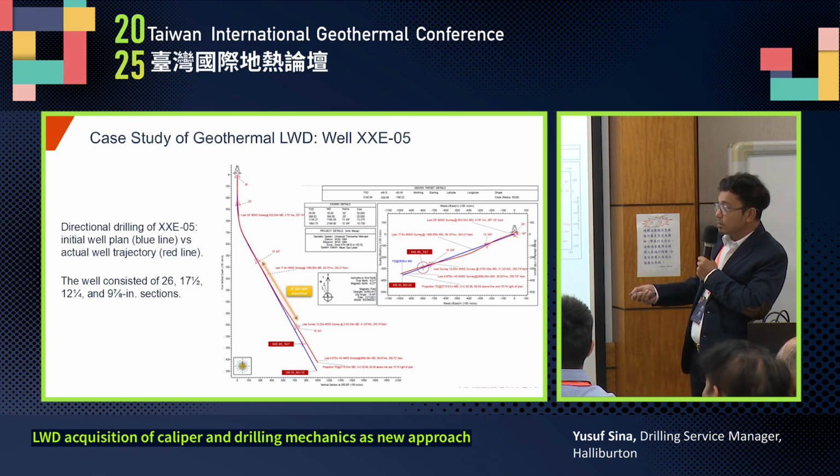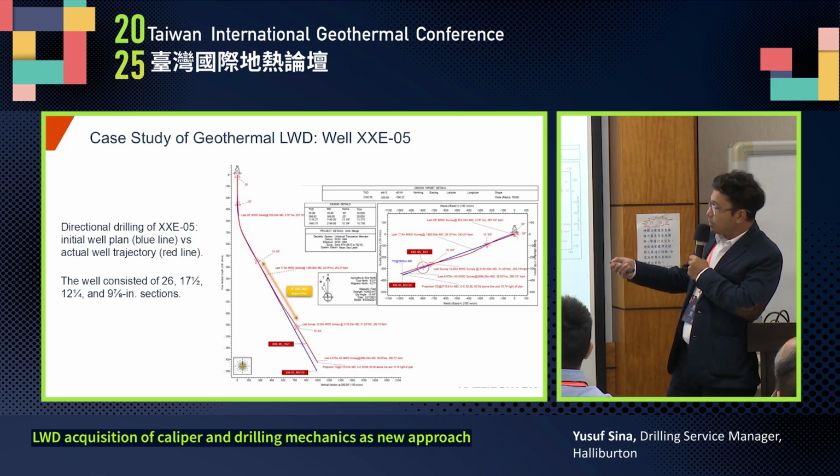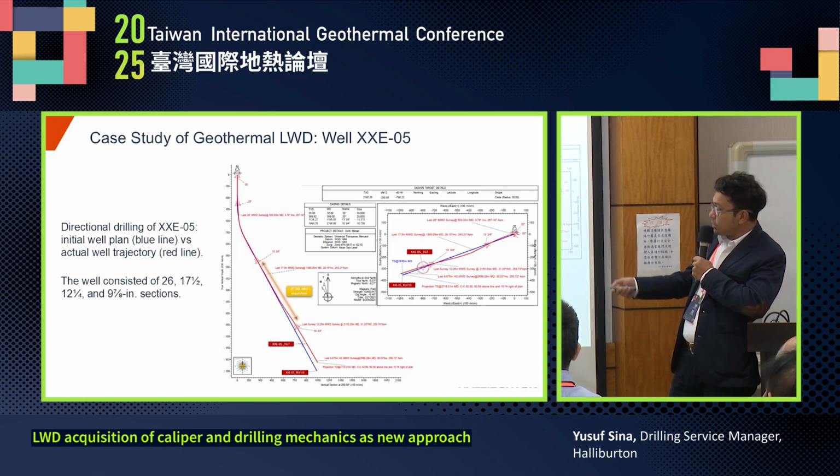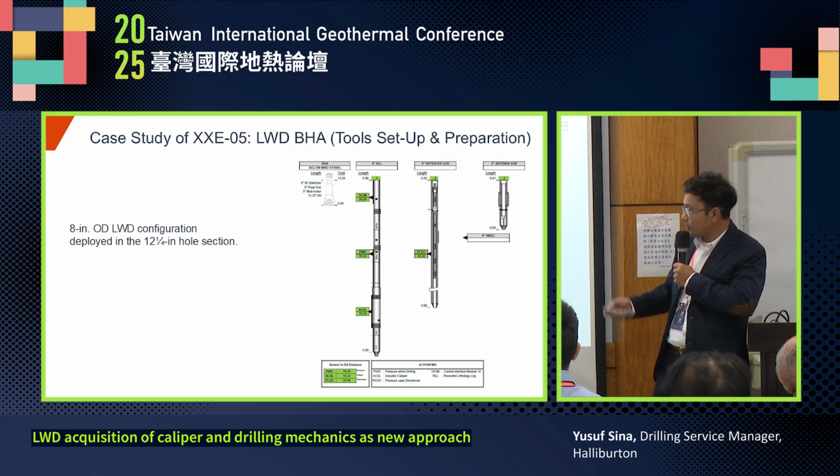The blue line represents the plan, and the red line represents the actual trajectory. In this well, we used the LWD in the 12.25 inch hole section. These yellow lines represent the area where we ran the LWD tools. This is the side view of the well, and this is the top view of the well. As you can see, the blue is the plan and the red is the actual one.